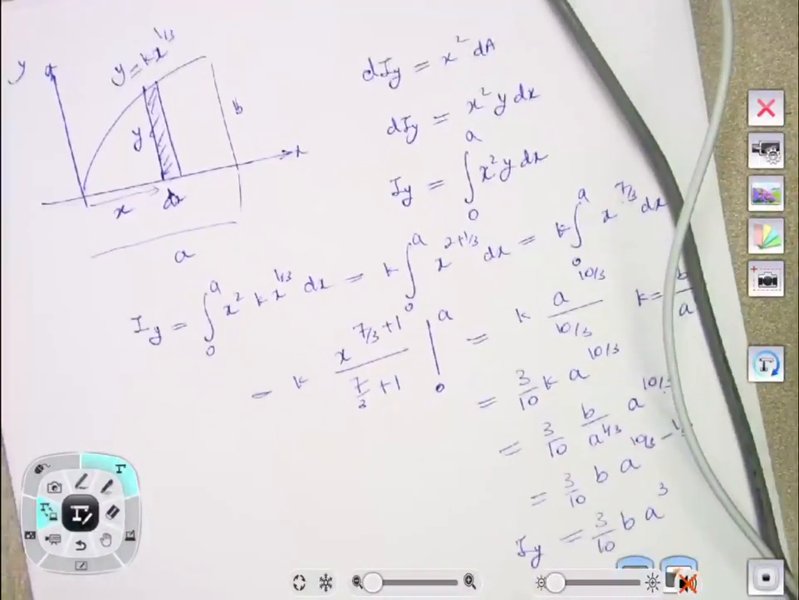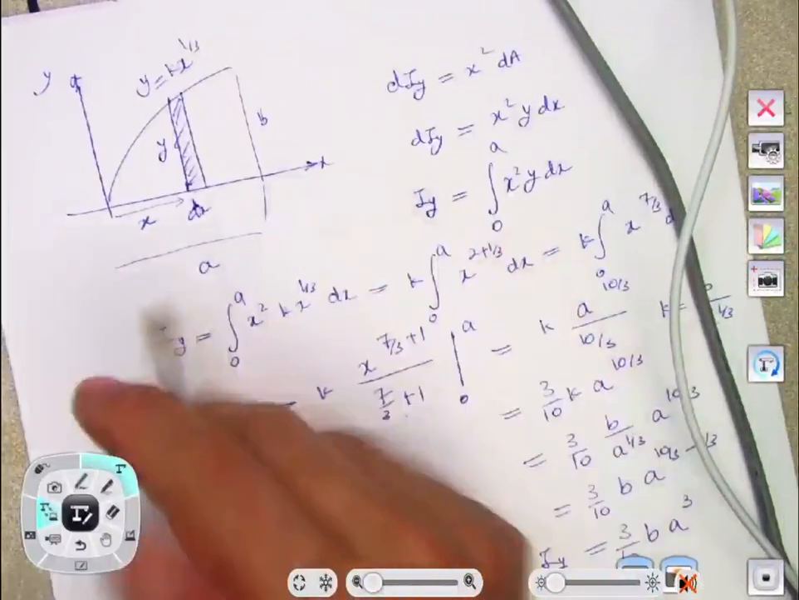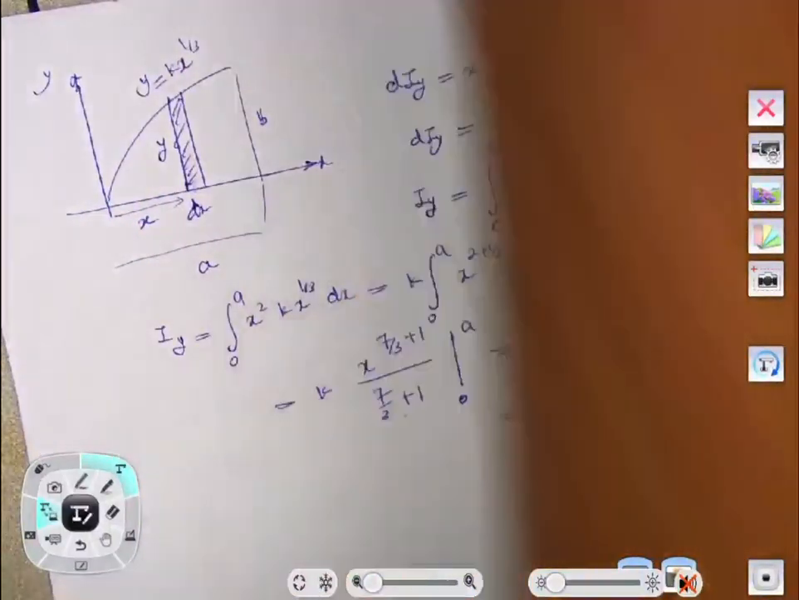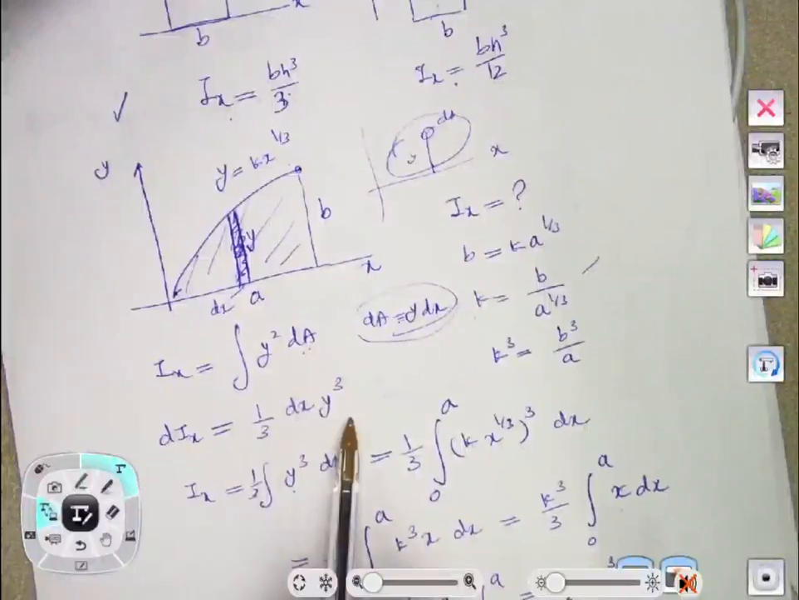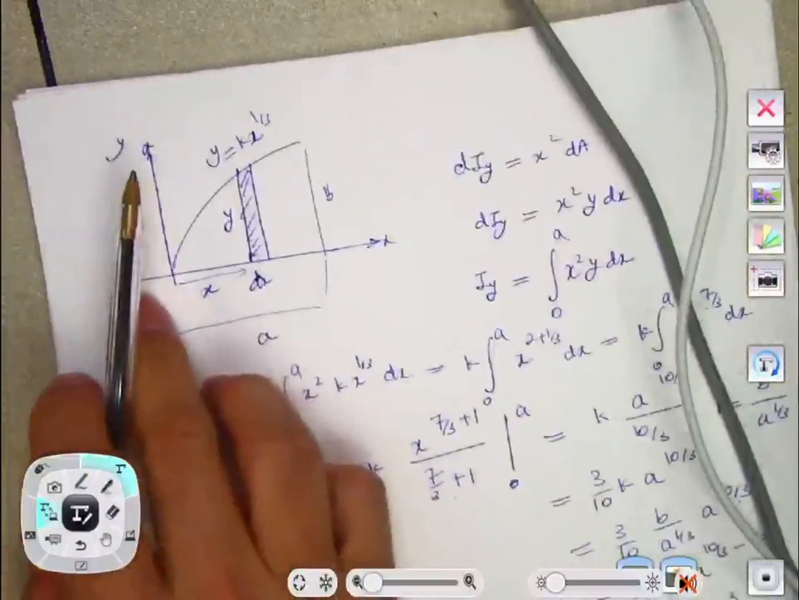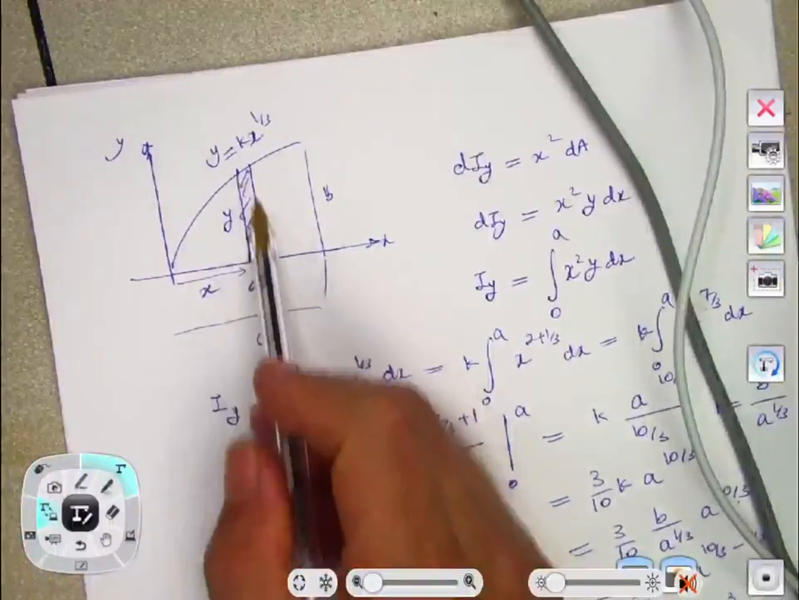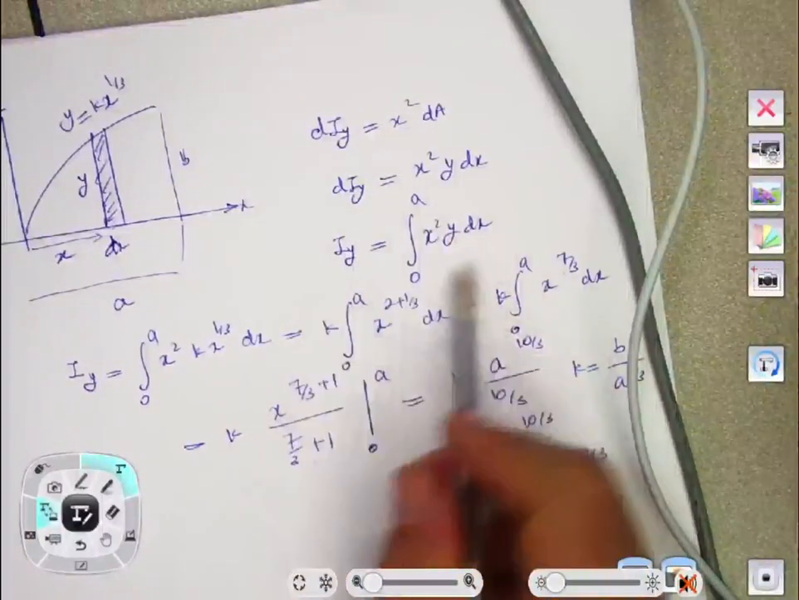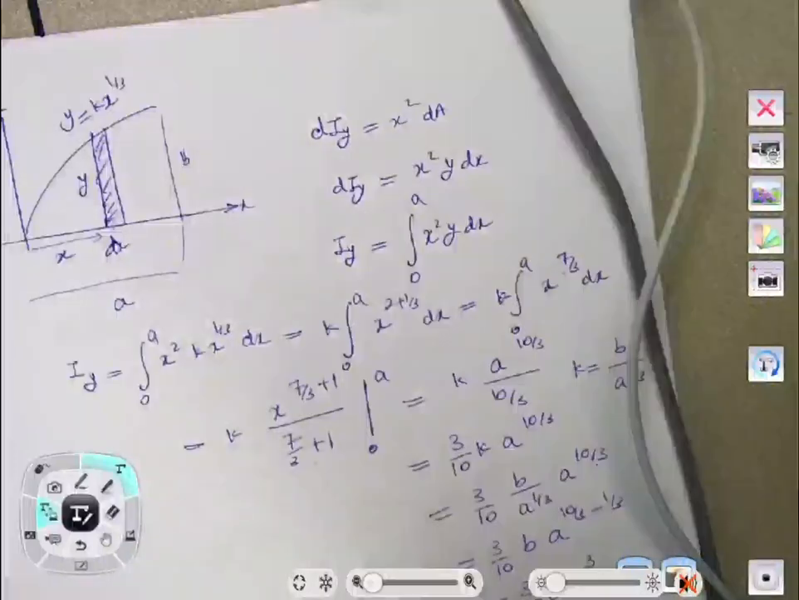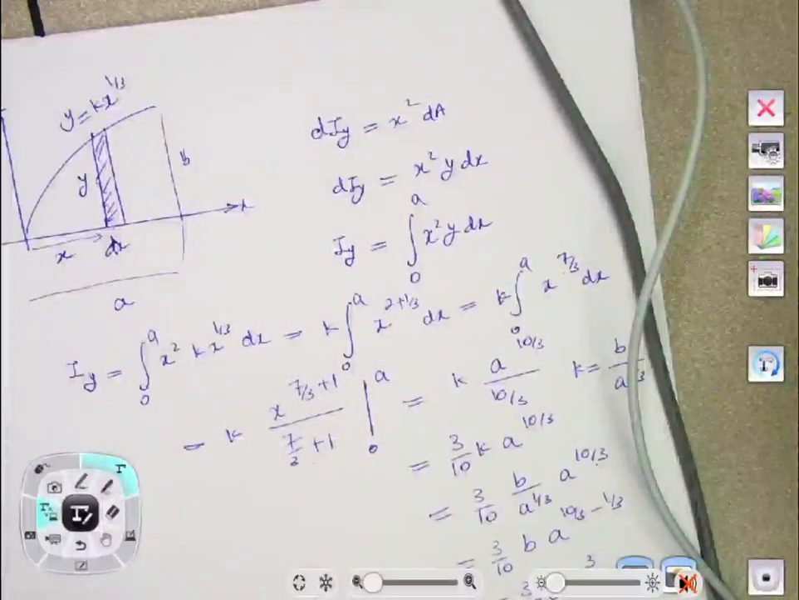This is how the method of integration works. If you want to do moment of inertia about the x-axis, you see I took the differential element like this, and I said dIx is this, and then I took the integral. For moment of inertia about the y-axis, same element, but this time dIy is going to be x squared dA, and you take this integral. By this method I just showed you, you can find any moment of inertia by integration for any arbitrary shape.